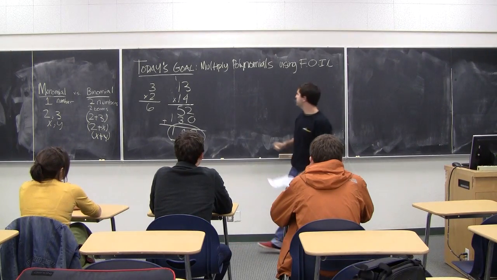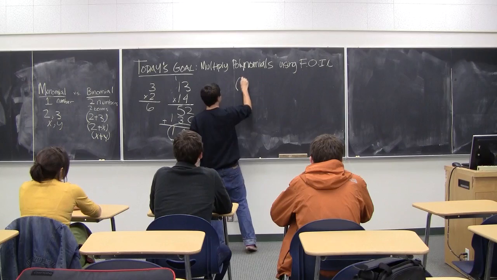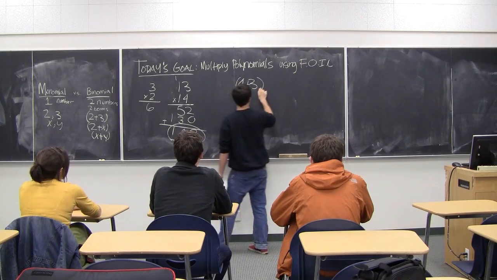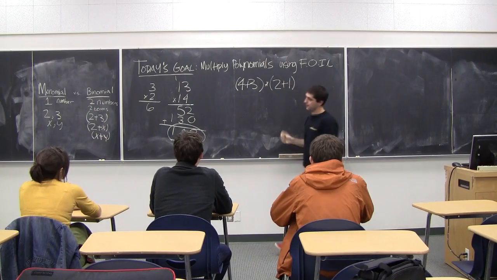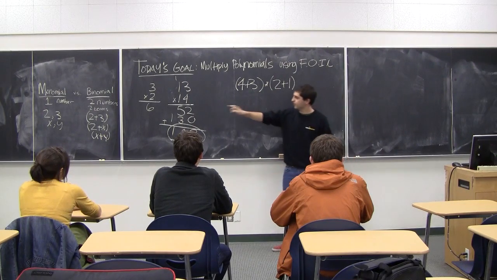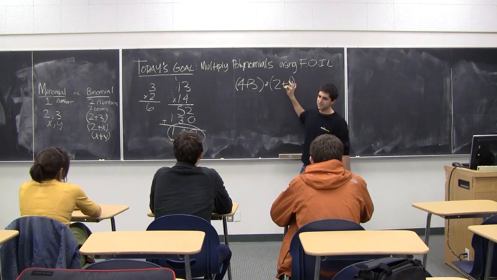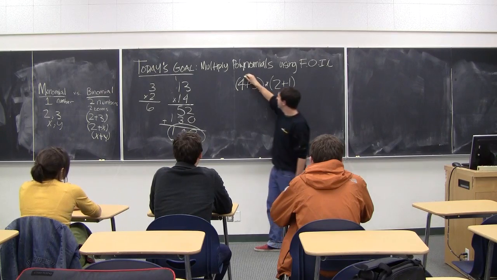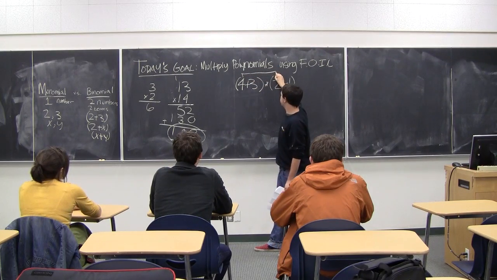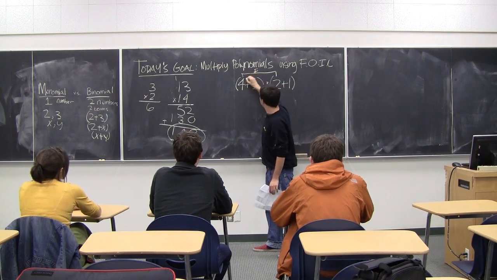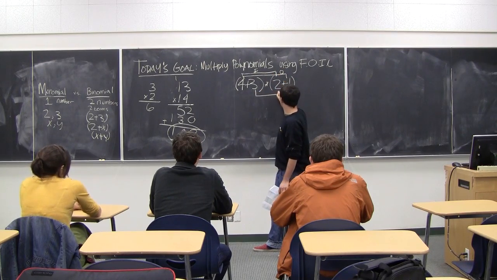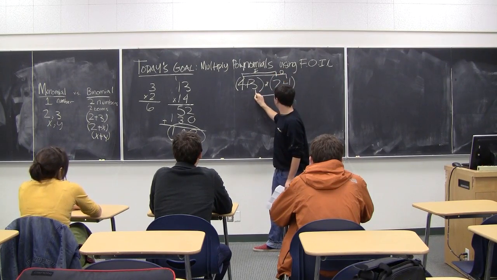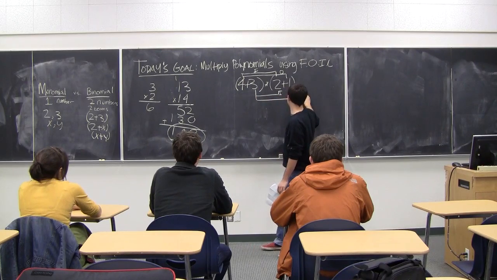So let's say you have two binomials that you want to multiply. Like 4 plus 3 times 2 plus 1. If it was a monomial, it would be easy because we could just do what we did here. But here we have all these numbers. So what you want to do is multiply the first two numbers, the outer two numbers, the inner two numbers, and the last two numbers.